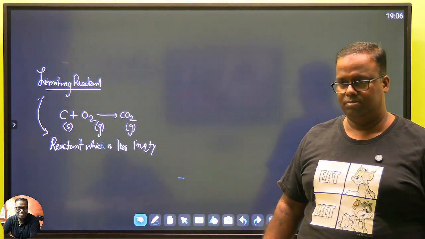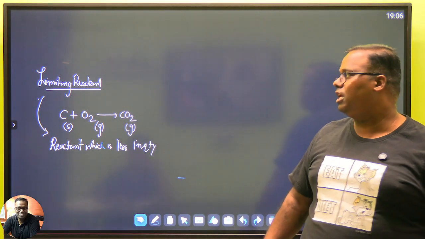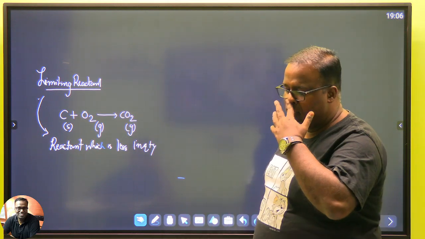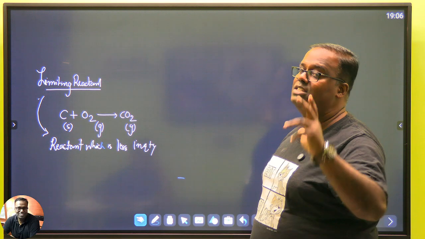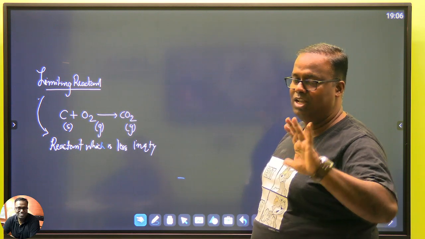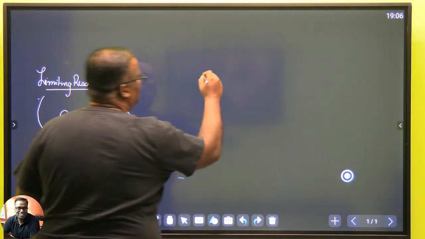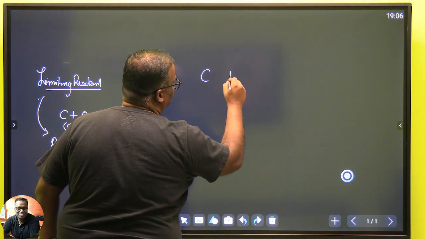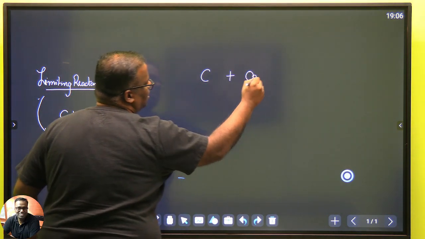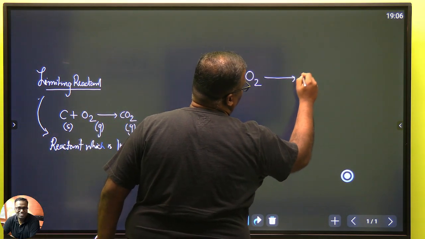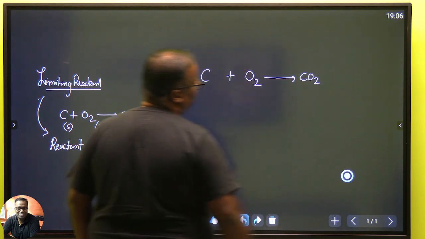Reaction. Now, the first thing that you will get misled by in this whole thing is: don't go by what mass is given to you. Please understand. Don't go by mass. Mass is misleading. What I'm trying to say, let me take the reaction once again. Carbon reacts with oxygen and gives me what? Carbon dioxide. Do you agree or not?